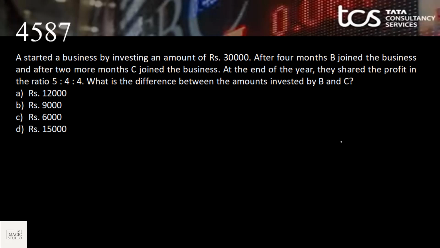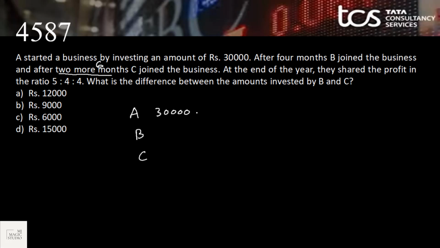On to the next one, and you people must be following the drill. A started a business by investing an amount of rupees 30,000. After 4 months, B joined the business. And after 2 more months, that means after 6 months, C joined the business.